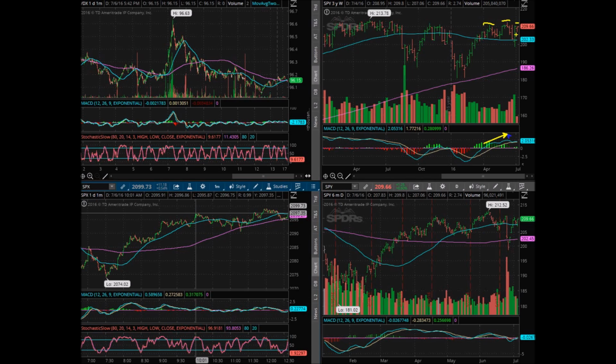So we'll see. Anyway, just wanted to talk about MACD divergence, so we are all on the same page when we talk about it in the future.